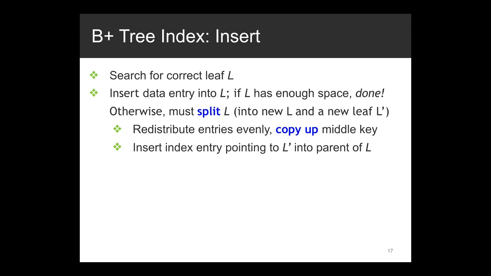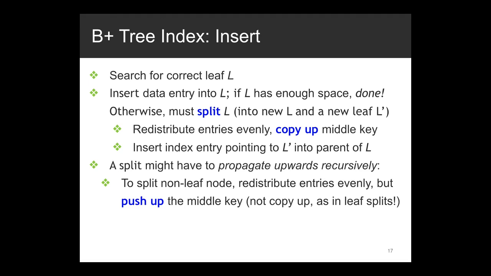When doing so, you need another index key present in the parent of these two new leaves, to tell these two leaves apart. And for that, you copy up the middle key based on the keys that you redistributed. Then you insert the index entry in the parent pointing to L prime and L. If that parent itself is full, this new index entry addition might cause the parent to split. Then you basically do a similar procedure.